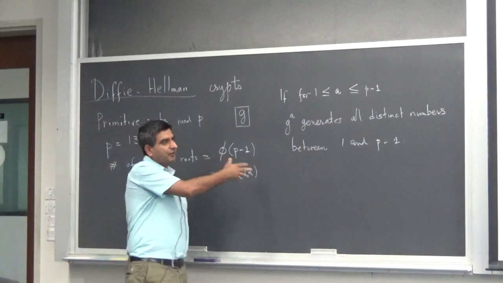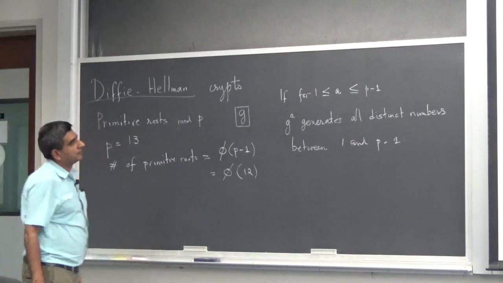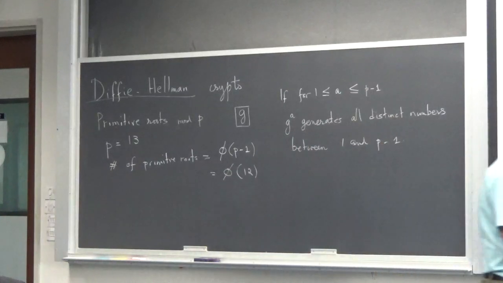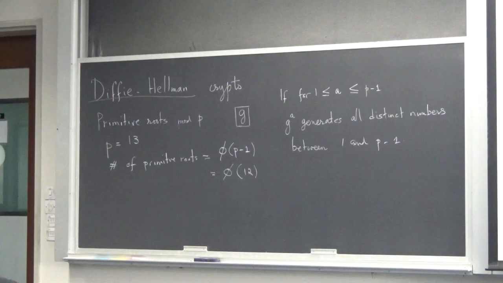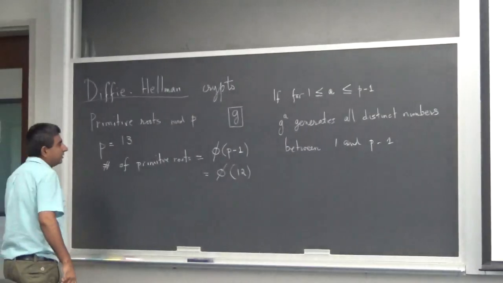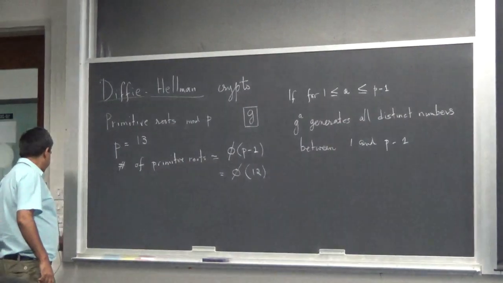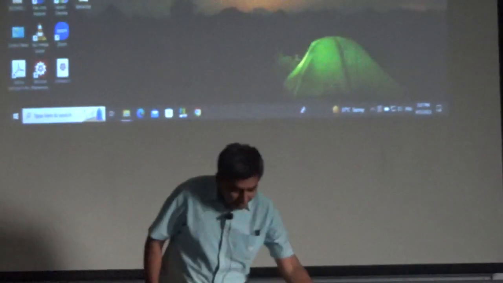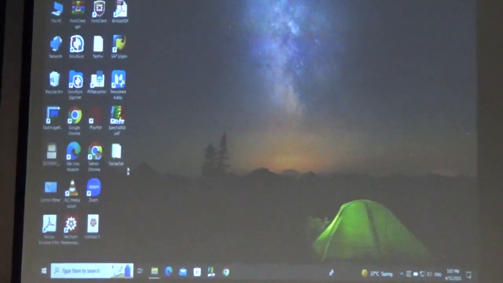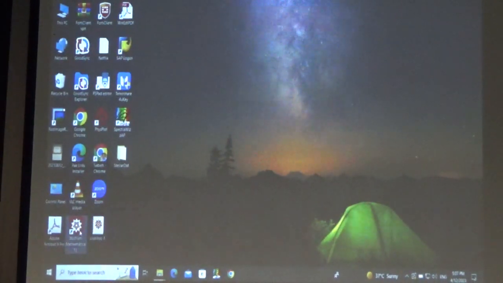You can use some online calculator, and I'll use Mathematica here to find these primitive roots of 13. First of all, I need to find out the number of primitive roots, which is given by the Euler phi function. So let's open up Mathematica here. All of this could be done quite easily in a calculator of your choice.